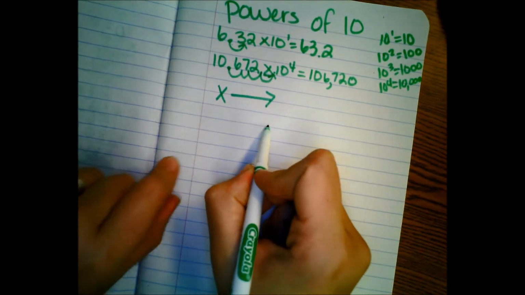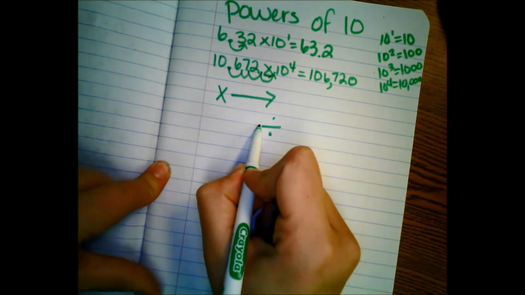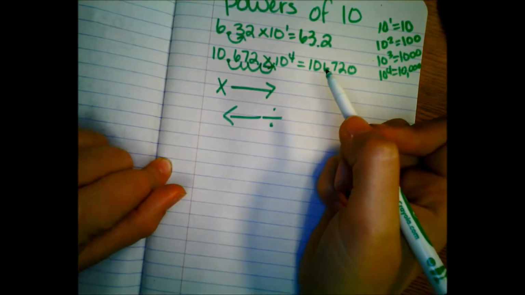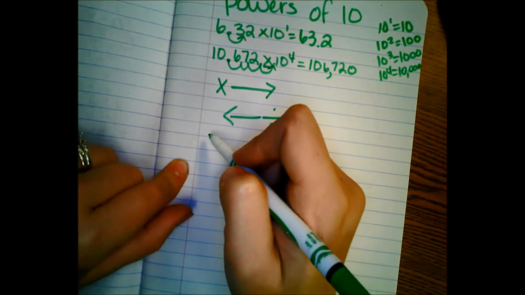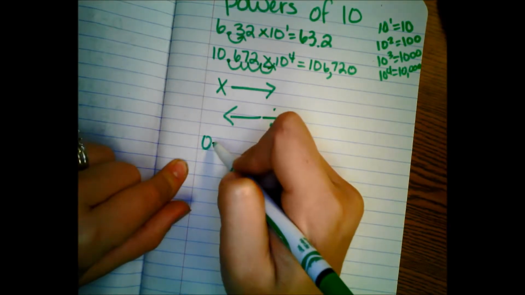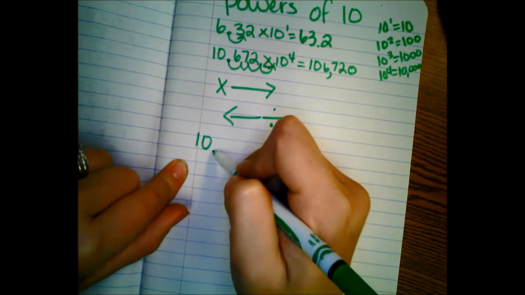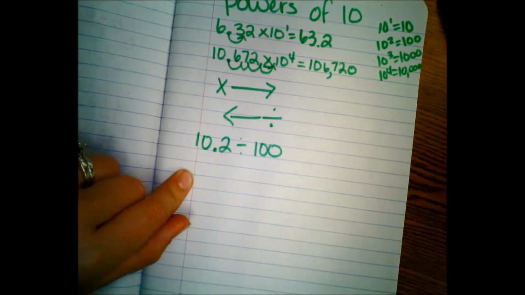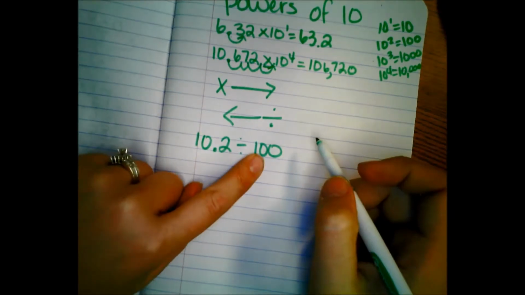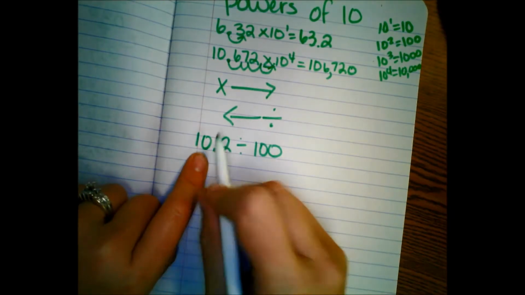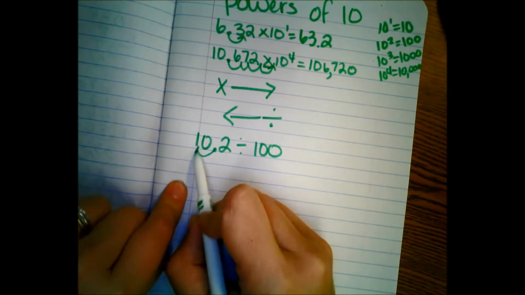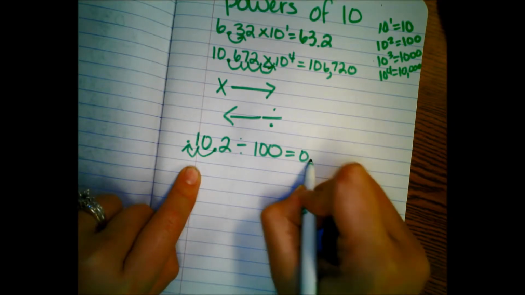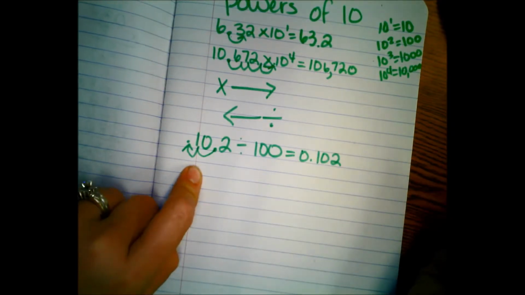The opposite though, if we were dividing, we're going to move our decimal to the left. So if we divide 10 and 2/10 by 100, there's 2 zeros there, so I'm going to move my decimal place to the left 2 places. So my quotient is 102 thousandths.